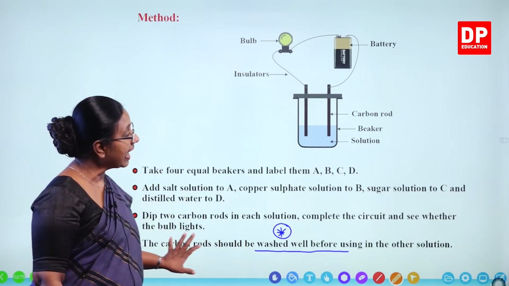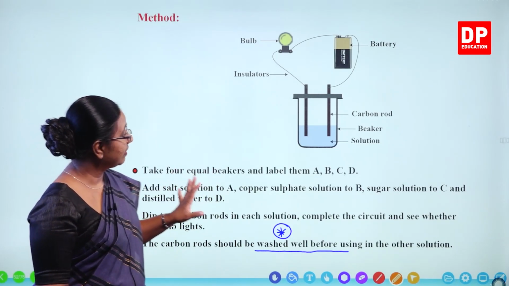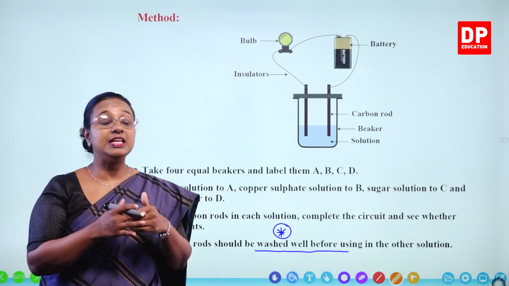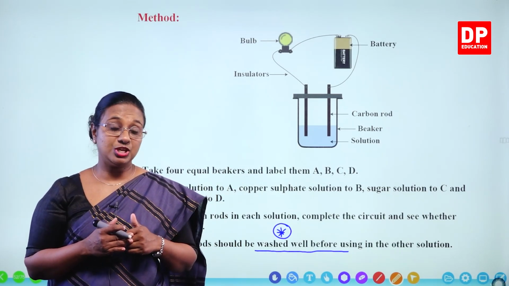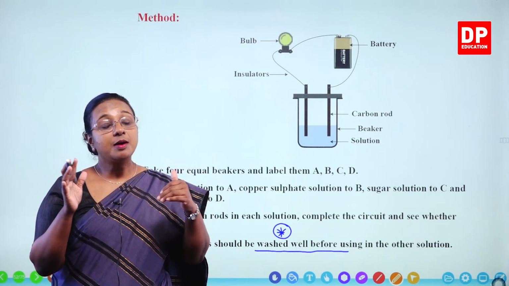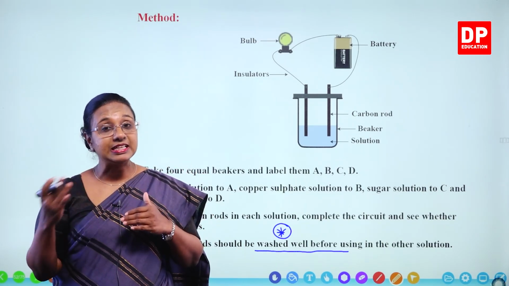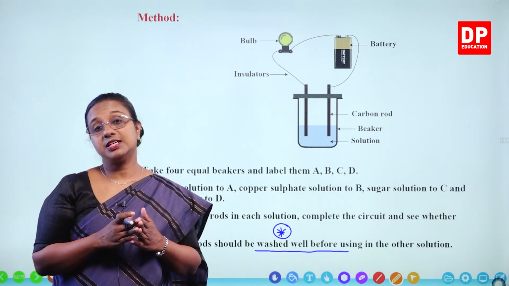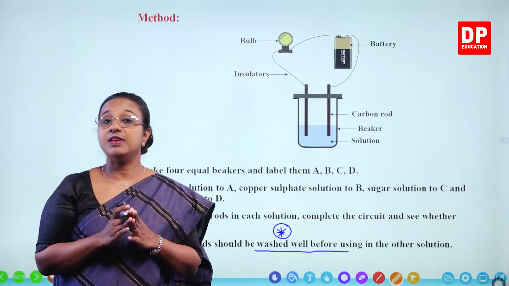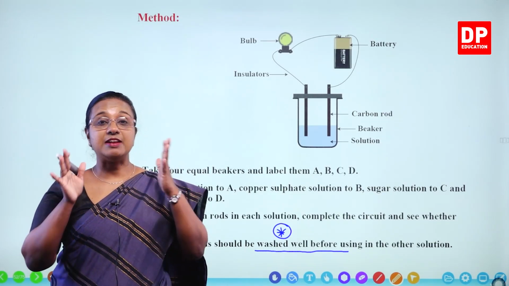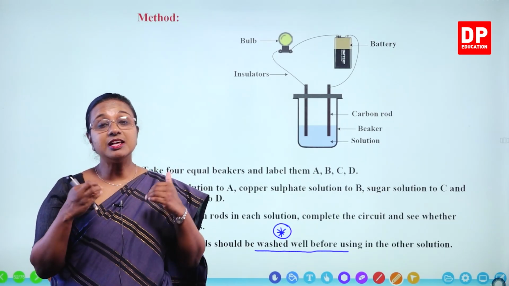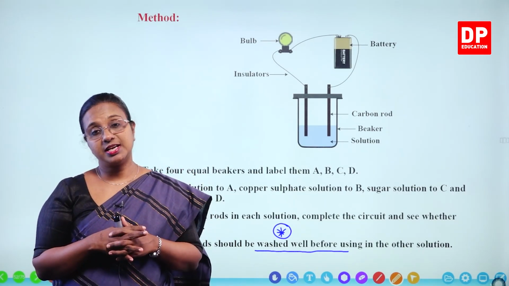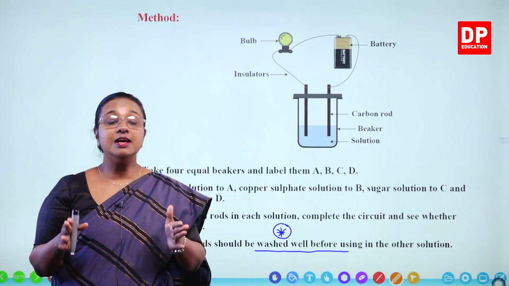So a very simple activity, and also students, we have to make sure that the 2 rods do not touch each other inside the solution. Why is that? Because if the carbon rods touch each other and conduct electricity, we are not sure whether the solution conducts electricity or not. That is what we are trying to find. So because of that, we have to avoid touching the 2 electrodes inside the solution or outside the solution as well. They have to be far apart.